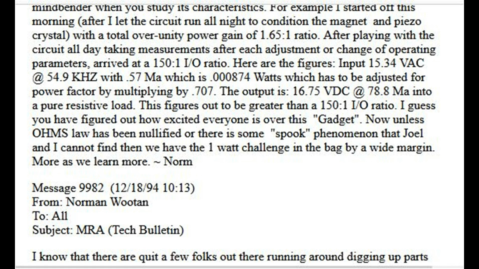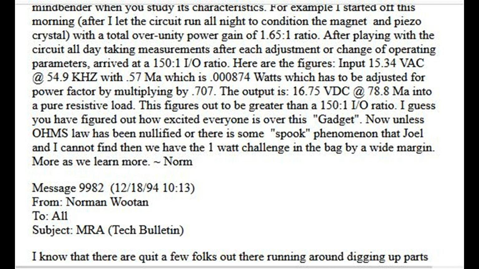Input 15.34 volts alternating current at 54.9 kHz with 0.57 mA, which is 0.000874 watts, which has to be adjusted for power factor by multiplying by 0.707. The output is 16.75 volts direct current at 78.8 mA into a pure resistive load. This figures out to be greater than a 150:1 I/O ratio. I guess you have figured out how excited everyone is over this gadget.